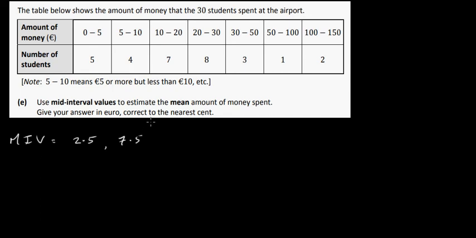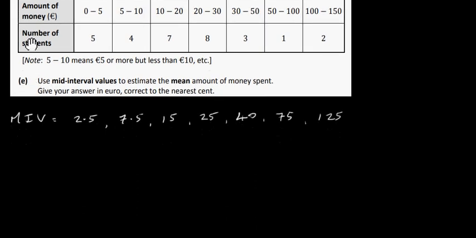You have, let's see, 10 to 20, well, the mid-interval value there is just 15. You have 20 to 30, well, that's going to be 25 is the mid-interval value there. 30 to 50, well, the mid-interval value there is 40. 50 to 100 is just going to be 75, and 100 to 150, the mid-interval value is going to be 125. So we've got to work out the mean using these mid-interval values.